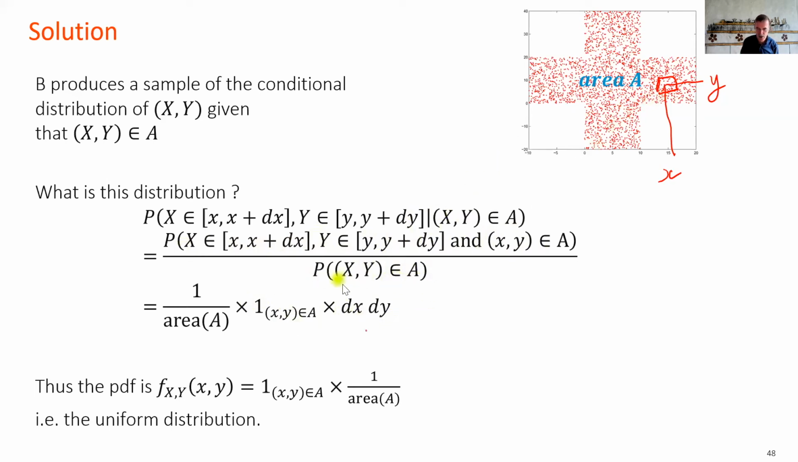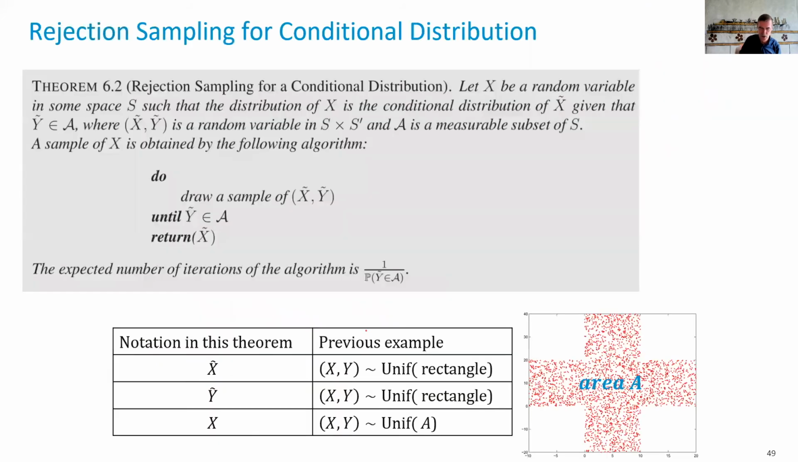And the denominator is the probability that if I pick a point at random in the bounding box, I fall in A. Well, this should be proportional to the area of A. So that tells me that at the end, with this heuristic argument, the PDF that I obtain is a constant divided by the area times the indicator when we are in the area, which, if you remember, is one of the definitions of the uniform distribution. So this is why B produces the correct sample.